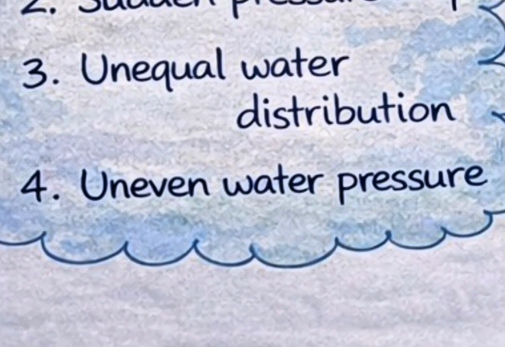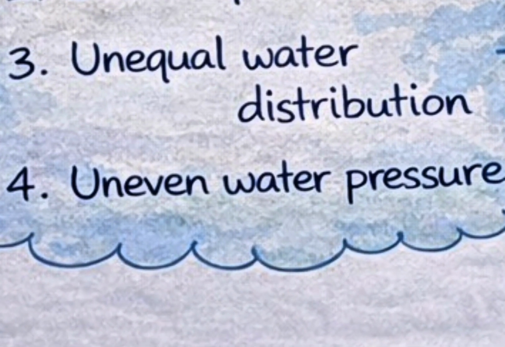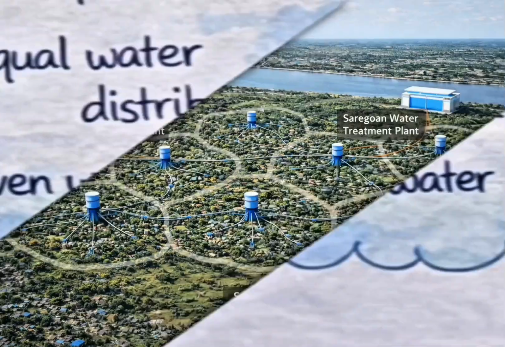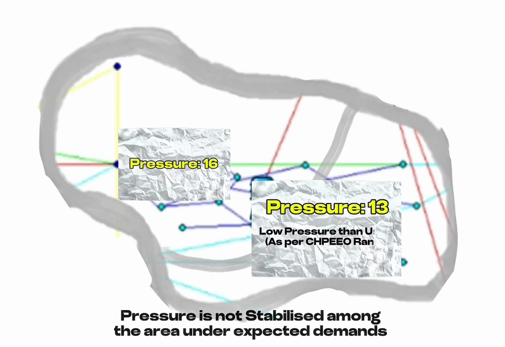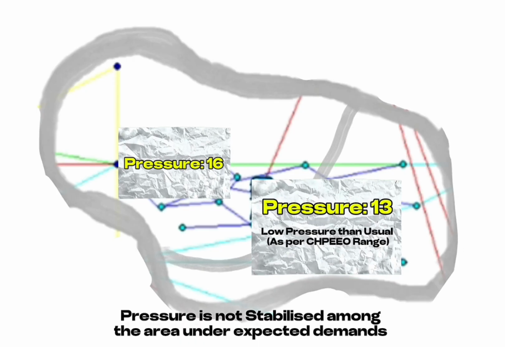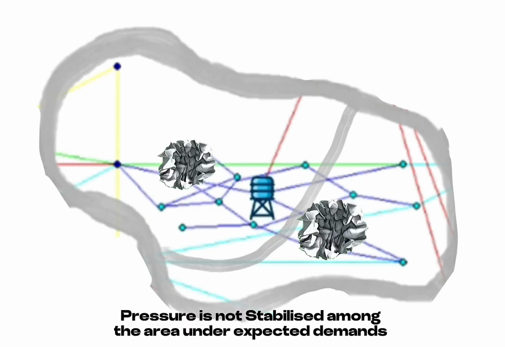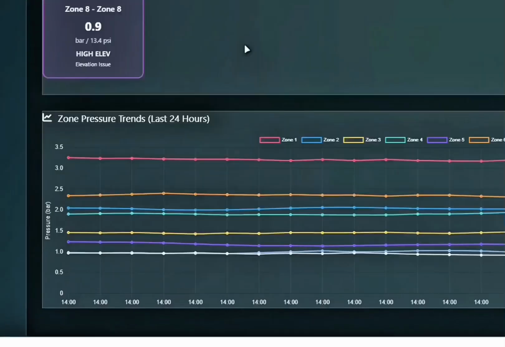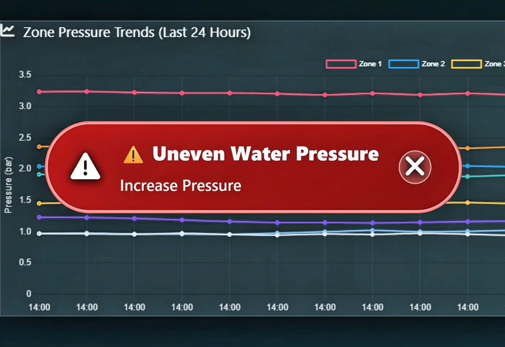Uneven water pressure is identified as an imbalance condition, which occurs when the pressure within the same zone is inconsistent. Let us examine zone 4. Within this zone, one section records a pressure of 16 meters and another section records 13 meters. While 16 remains within the acceptable limits, 13 approaches the lower boundary of the range. The system continuously compares pressure values across the nodes within the same zone. When the pressure variation between sub-regions exceeds acceptable limits, it identifies the condition as uneven pressure distribution. Now our system gives an alert.